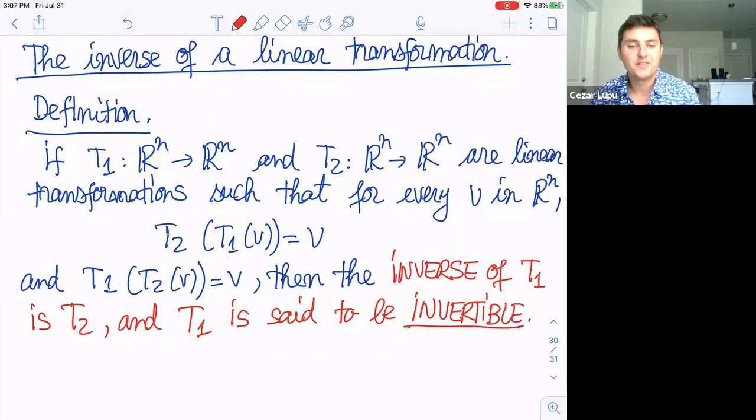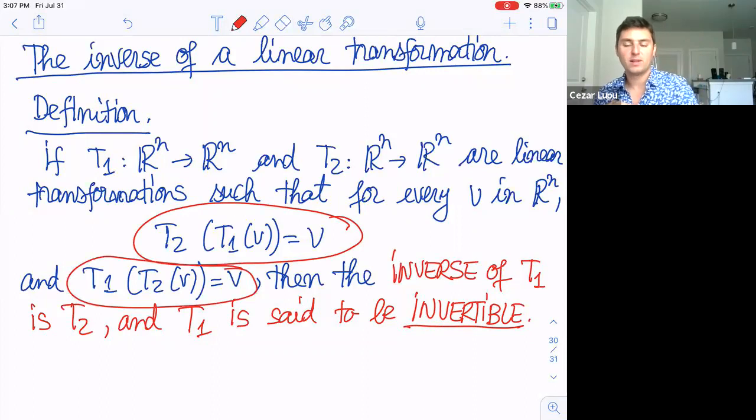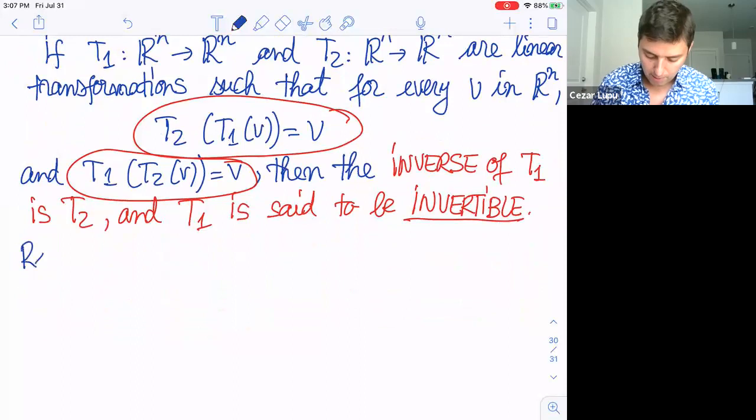So I can say that if this happens, if you compose T1 with T2 it will give you the identity, and T2 with T1 will give you again the identity, then you can say that T1 is invertible, and moreover you can say that T2 is the inverse of T1, and the other way around you can say that T1 is the inverse of T2, and so on, right? So that's the definition. And now let me point out the remark here. This is very important. Remark.